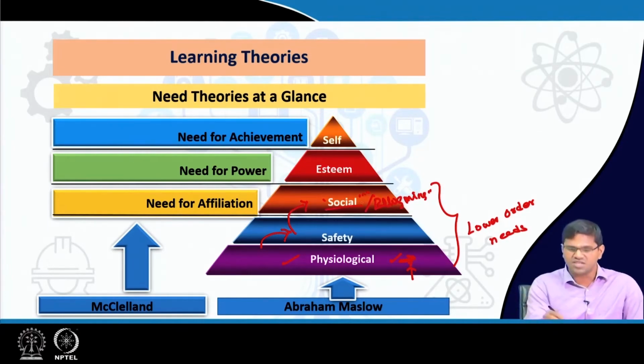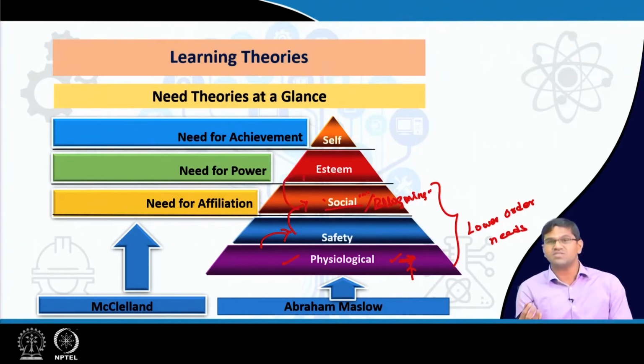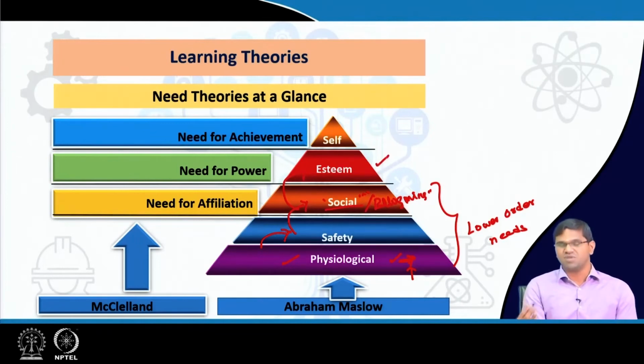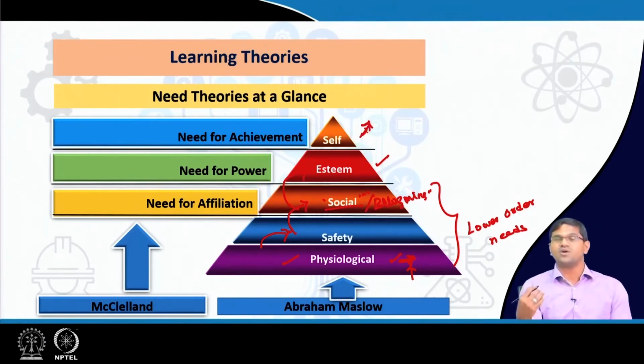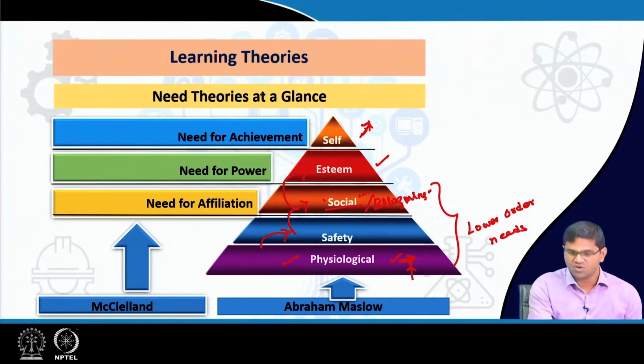When my social needs are met, we will move to the next level of need, which is esteem needs, where we are talking about recognition and reputation. All that comes here in the esteem needs. The last one is self-actualization. So here is the stage where you are reaching what you are capable of performing, which is the self-actualization stage.